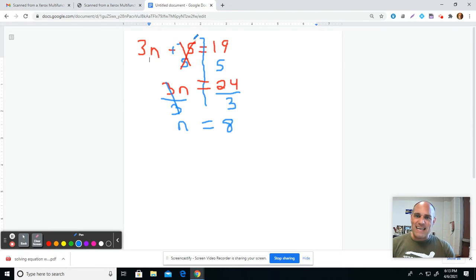I want to get rid of what's not attached to the letter first. I'm getting rid of this negative 5, and I do that by adding its opposite. So I create some zero pairs, so positive 5 and a positive 5. I do the work. I have 3n.